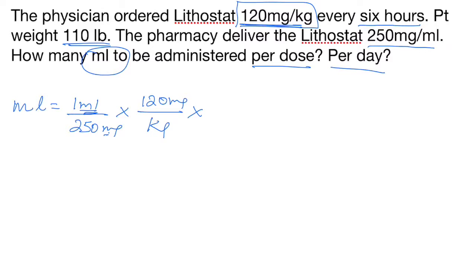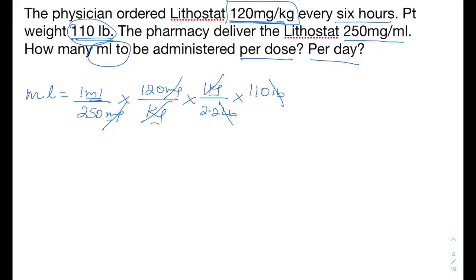We also want to get rid of the kilogram sign. To do that, we have our weight here, 110 pound, so we have to convert from kilogram to pound. To help us with that, we'll start with 1 kilogram divided by 2.2 lb, so we are able to cancel these two, and we have our weight 110 lb. We'll get rid of pound, we'll get rid of kilogram, we'll get rid of milligram. Now we are left with milliliter. Now we will just multiply the numbers.